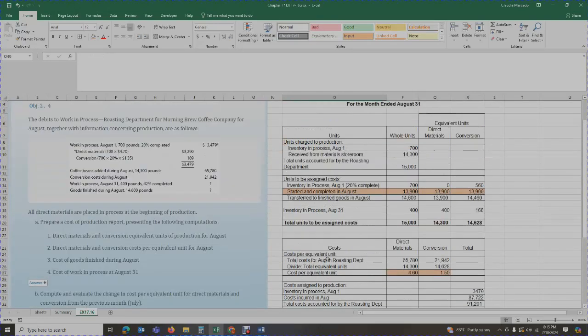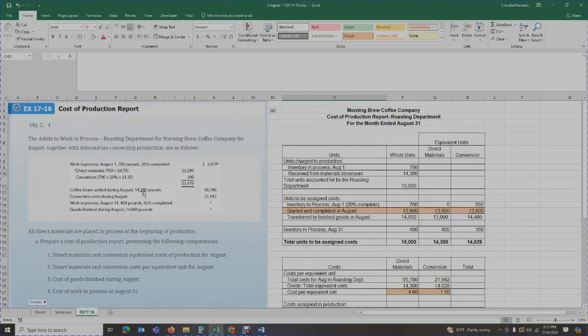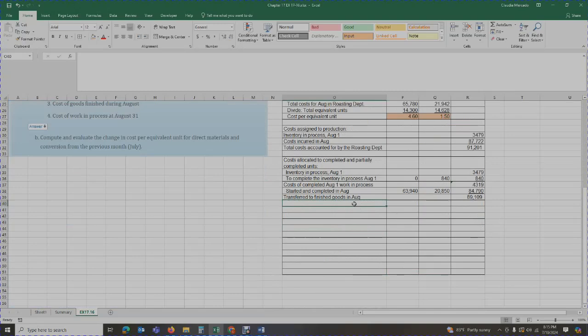We didn't finish it all because if you recall, we put 14,300 pounds into production, and at the end of the month, we still have 400 pounds in production at 42% complete. So those 400 pounds are not completed yet. Okay. So now we need to account for that inventory in process because that's going to be our starting point next month. Okay. So we're going to have inventory in process August 31st.